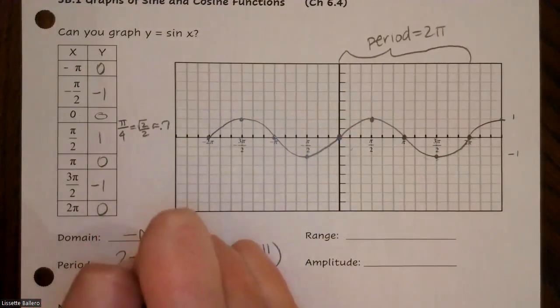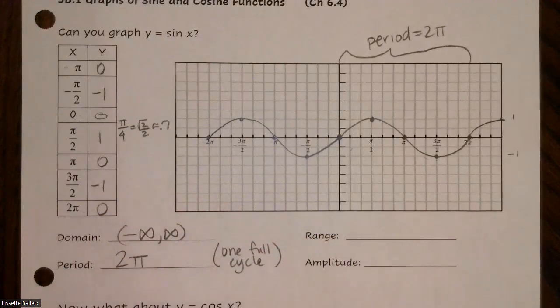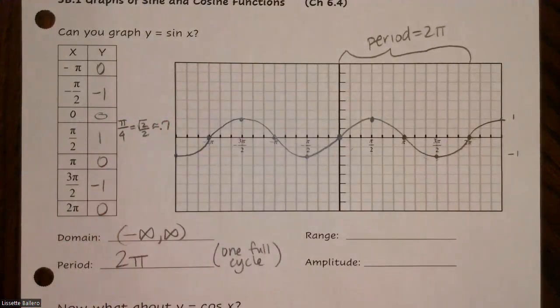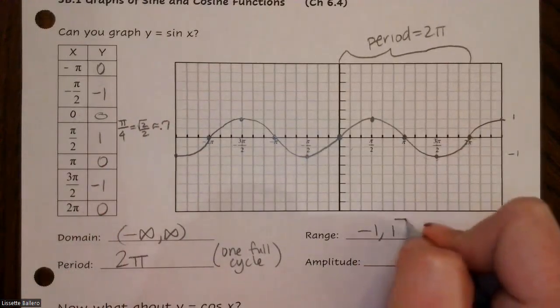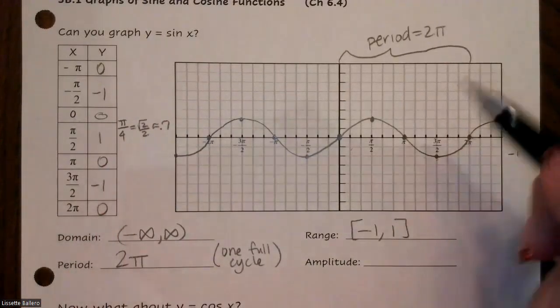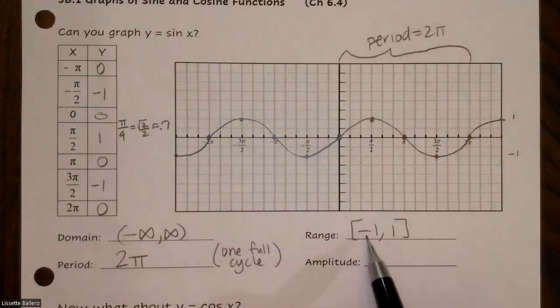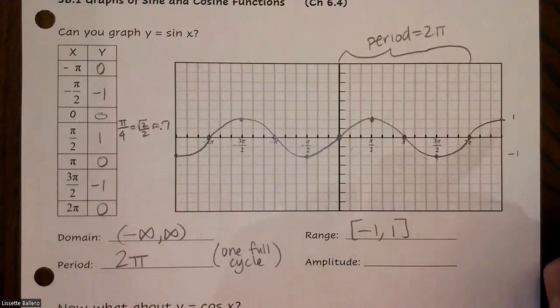The domain is from -infinity to infinity. It goes all the way to the left, all the way to the right, because this would keep going here. Our range is from -1 to 1. So the biggest sine value that we have is +1. The smallest is -1. So my y values are all between -1 and 1. It keeps bouncing between those two.